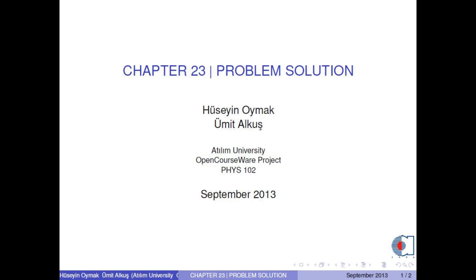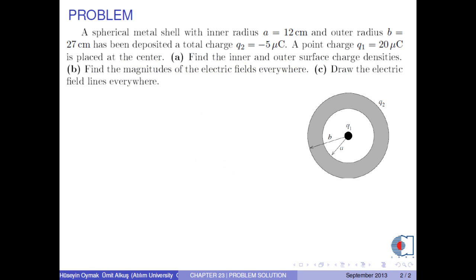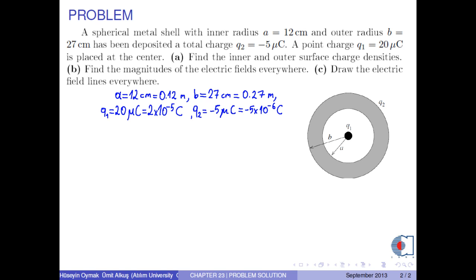In this video, we will solve one problem in chapter 23. A spherical metal shell with inner radius a equal to 12 cm and outer radius b equal to 27 cm has been deposited a total charge Q2, which is -5 microcoulombs. A point charge Q1, which is 20 microcoulombs, is placed at the center.